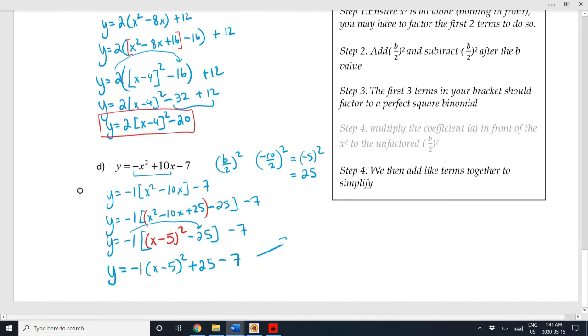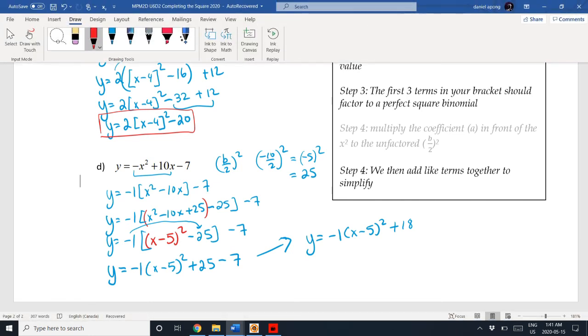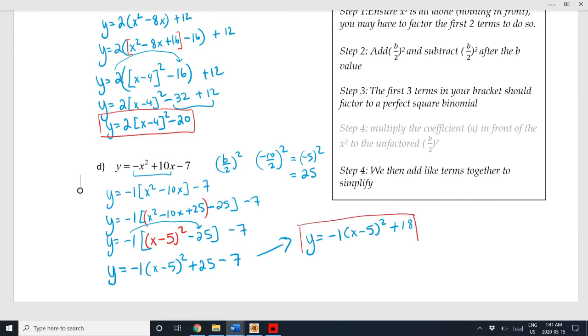And so let's finish this off. I'll just move everything over here. We're going to get y is equal to negative 1 bracket x minus 5 squared. And then we have positive 25 minus 7. And that is plus 18. And there we are in vertex form for this equation.